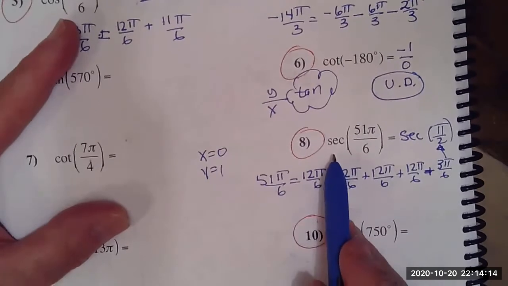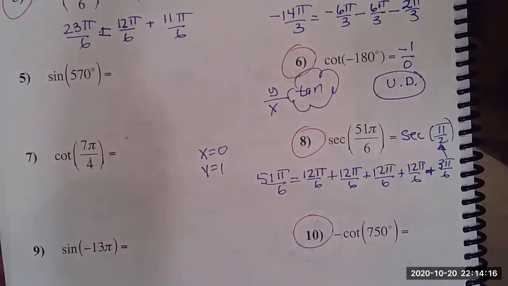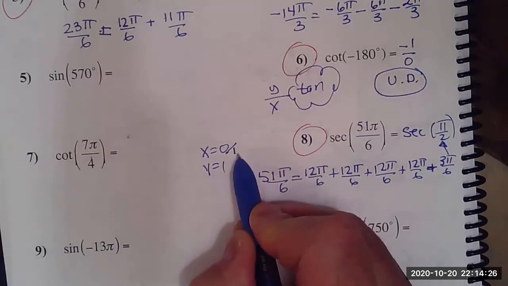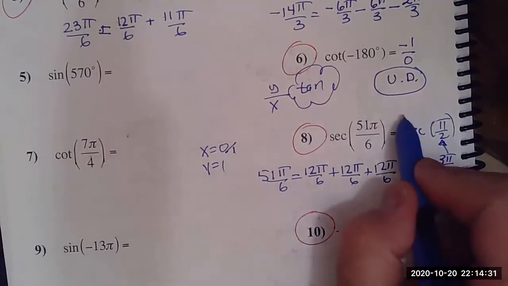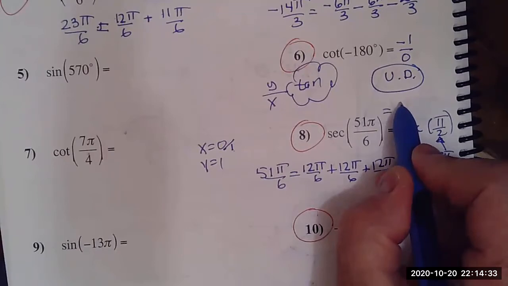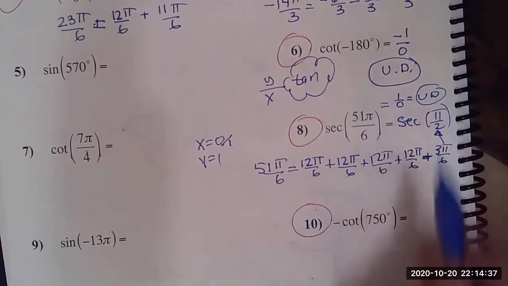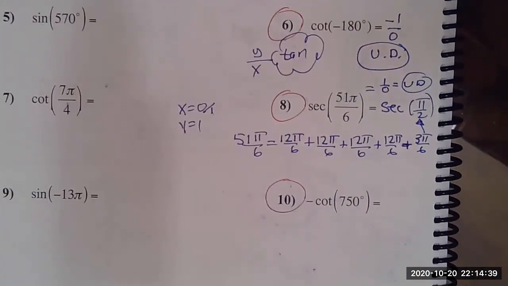But I want the secant. Secant is the reciprocal of the cosine. Cosine is x, it has nothing to do with y. So here's your x, and I want the reciprocal. That's 0 over 1, so this is 1 over 0, which is undefined as well. This one is undefined.